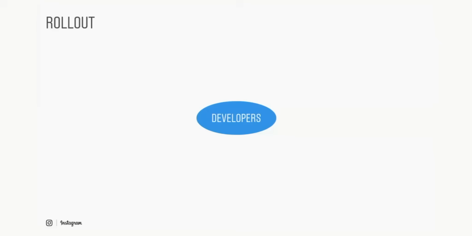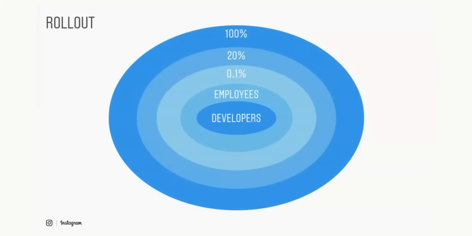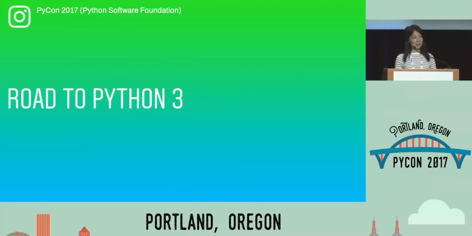And then we started turning up for internal dogfooders, and then like 0.1% of our users and 1% of our users, and gradually going to all of the users. Through this continuous feedback and iterative process, we were able to successfully roll it out to 100% of users. Yes, you heard it right. Instagram has been running fully on Python 3 for a few months.